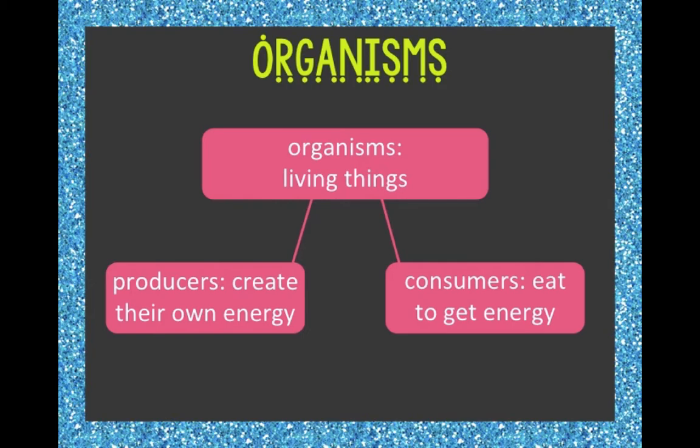So we're going to first start with producers and consumers. And again, we talked about this last week. Producers create their own energy. Usually they do so using the sun, water, nutrients, and oxygen. Now, consumers eat to get their energy. They eat other living things.